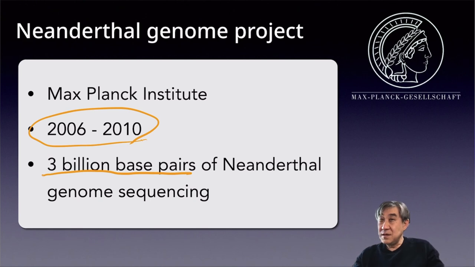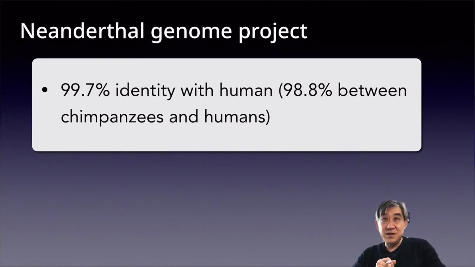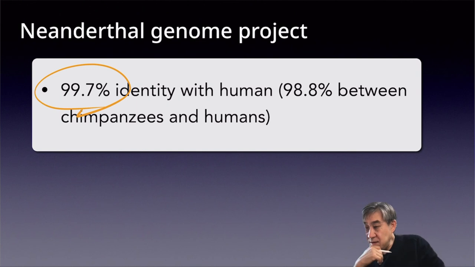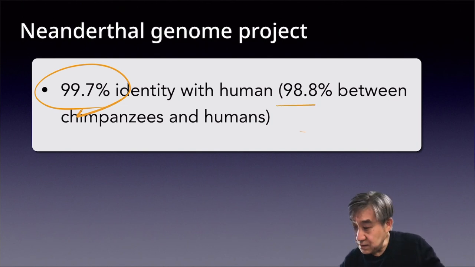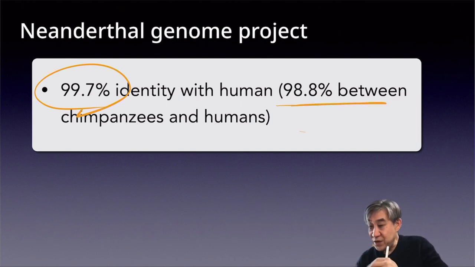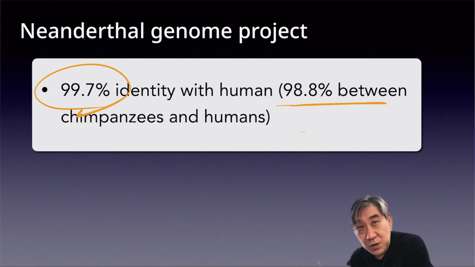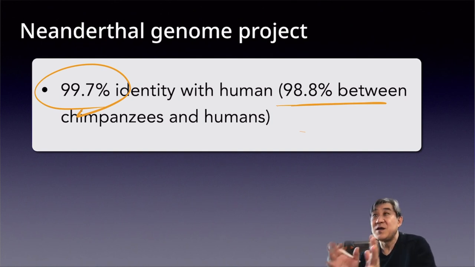But still, they were able to accomplish this thing. And the result is the only thing that matters for us. And then it turned out that they are 99.7% identical, DNA sequence-wise. Relatively speaking, between chimpanzees and humans, it is 98.8%. So it's only very small differences, but this small difference is something that really matters.